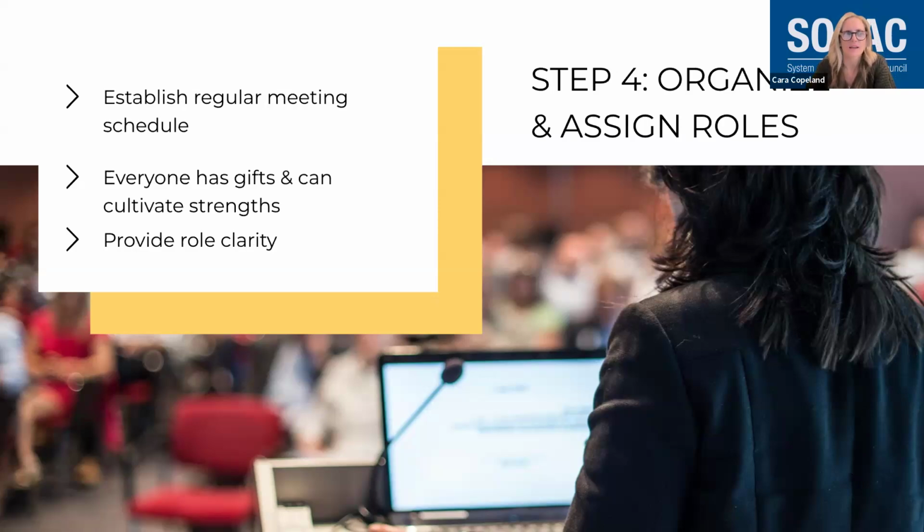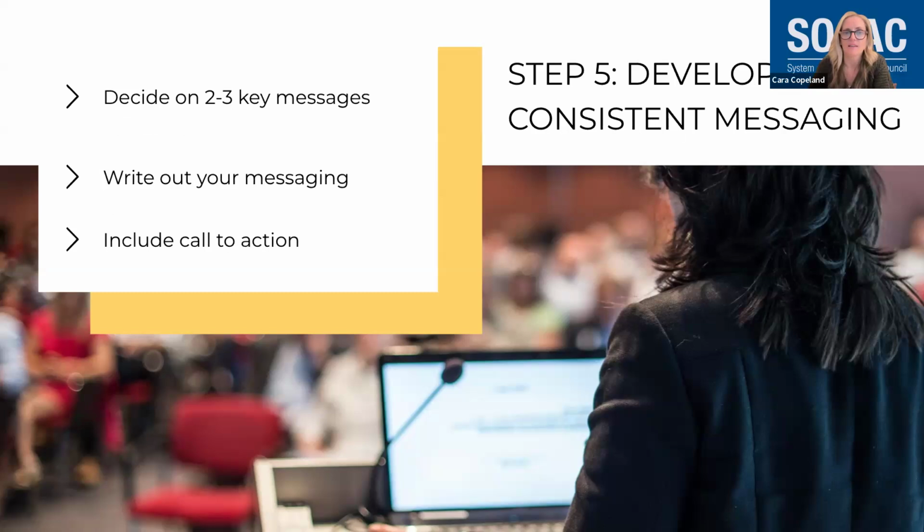Step 4 is to organize and assign roles. A strong coalition divides tasks strategically. Some members may be great speakers, while others might be better at writing letters or organizing events. You want to leverage each person's strengths to keep the momentum going. And last, step 5 is to develop consistent messaging. This is where you're going to decide on the key points that you want to make. You're going to write down 2 or 3 messages that you want legislators to remember. And don't forget to include a call to action.